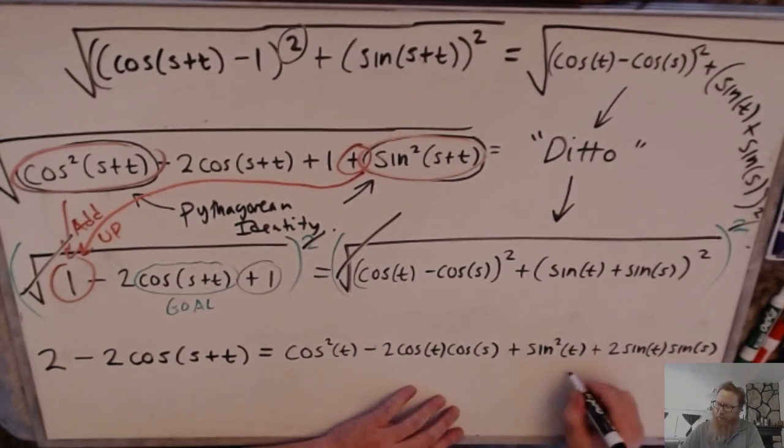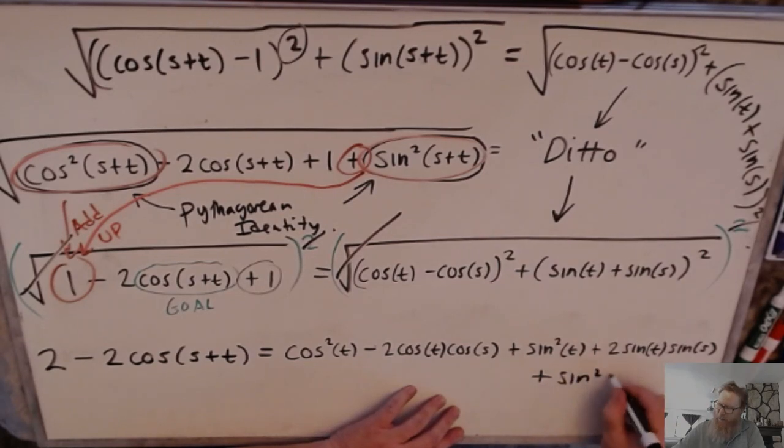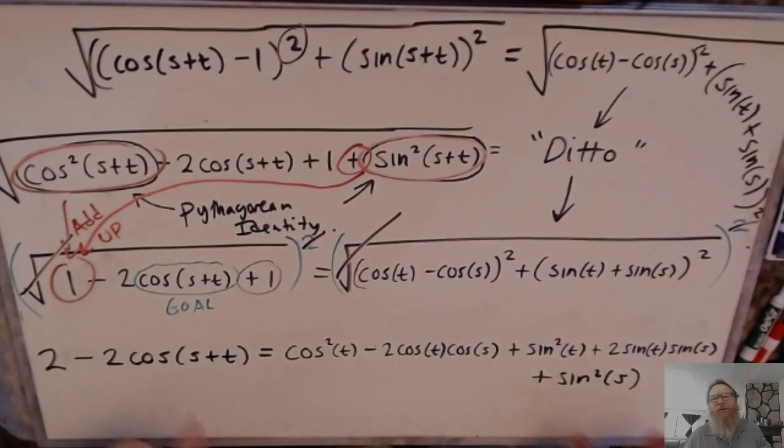Oh no, and then I'm running out of room. Plus sine squared s. I'm regretting using the letters S and T now. I wish I would have used A and B or alpha and beta or something like that. But whatever, I'm already neck deep. I'm not swimming back now. Okay.